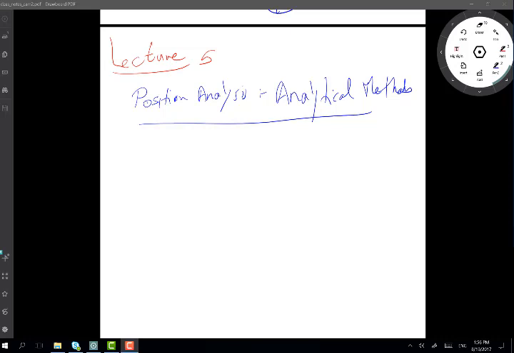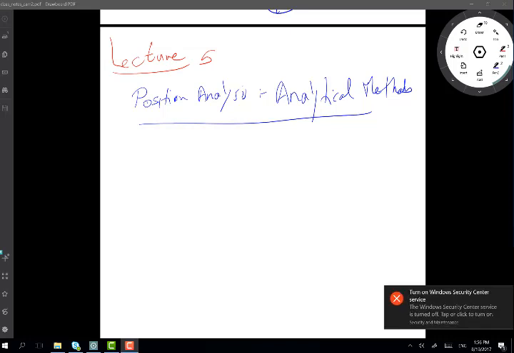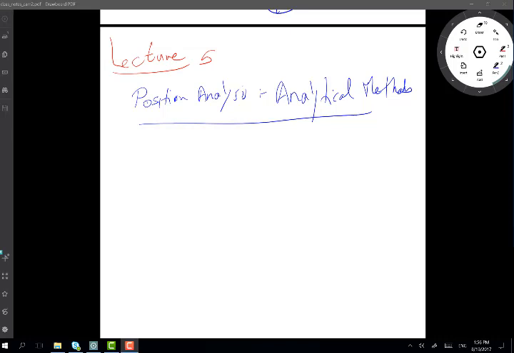Okay, this is lecture 5, and in this lecture we are looking at the position analysis, which we started looking at in lecture 4. But in lecture 4, we started with graphical methods. In this specific lecture, we are trying to do mathematical formulas more than a graphical technique.